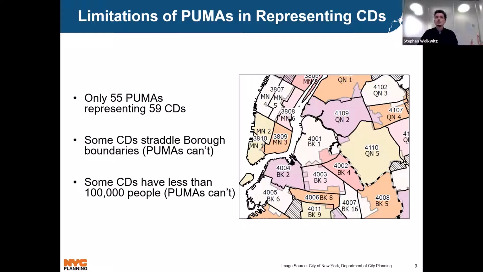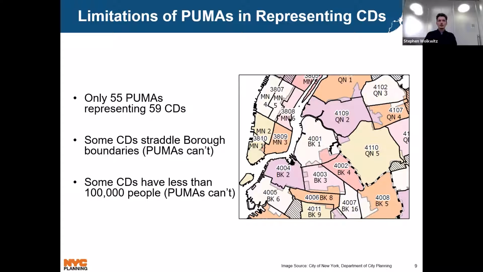Now, some community districts actually straddle borough boundaries. For example, Queens CD1 actually crosses into the Bronx and includes Rikers Island, which is part of the Bronx. And the Bronx CD8 crosses into Manhattan and includes Marble Hill, which is part of Manhattan. Now, PUMAs can't or don't cross county lines in New York City. So that's a limitation as far as representing those community districts well.